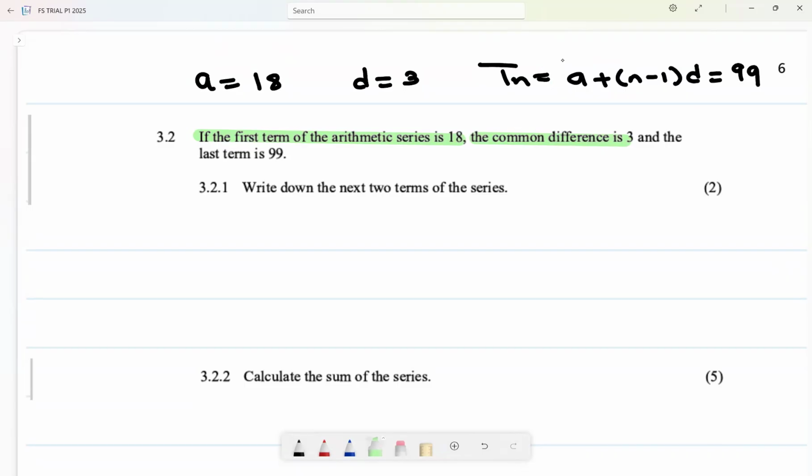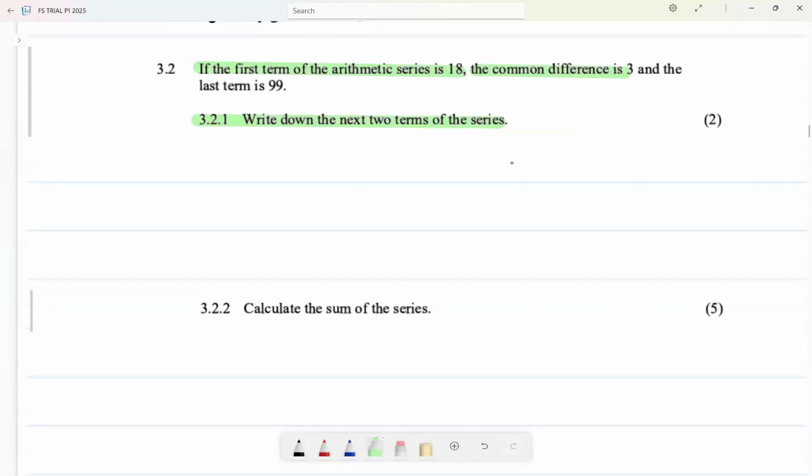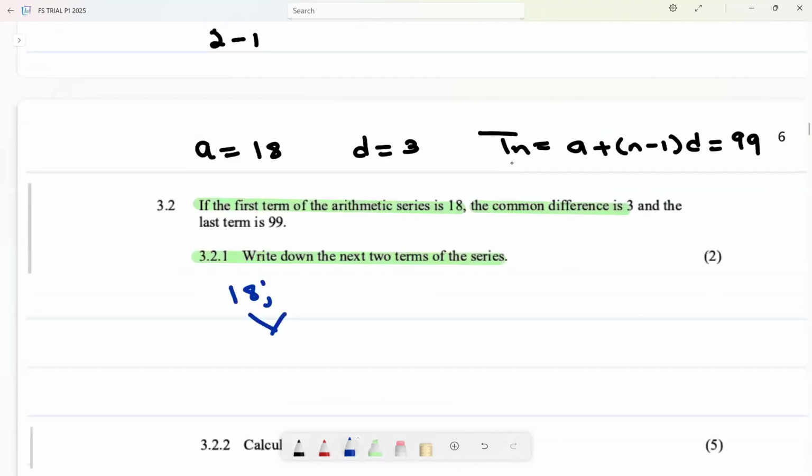So, 3.2.1, write down the next two terms of the series. I already know the pattern starts with 18. And then I know the difference between the terms is 3. So 18 plus 3 is 21, and then 21 plus 3 is 24. So the next two terms are 21 and 24.